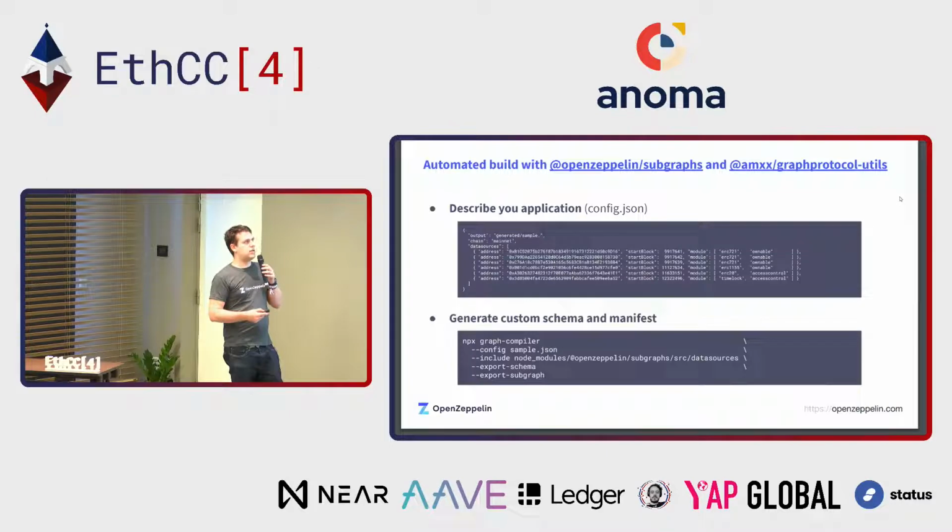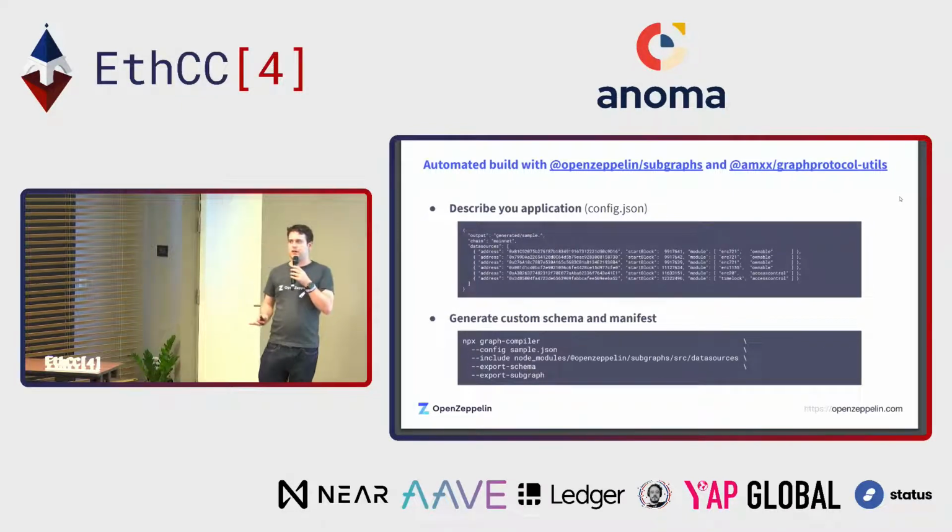And then you just use this utility, the graph compiler, with this config.json. So here I call it sample.json. There is a mismatch, but you understand it. You include OpenZeppelin Subgraph. That's an NPM package, and it will produce a schema that contains only the structure you need, nothing more, and it will also export the subgraph manifest. And with these 2 files, you can just send them to the graph, either on the hosted service or on the graph decentralized network, and you will be able to start indexing.